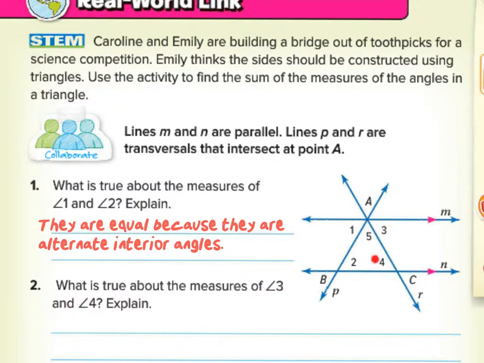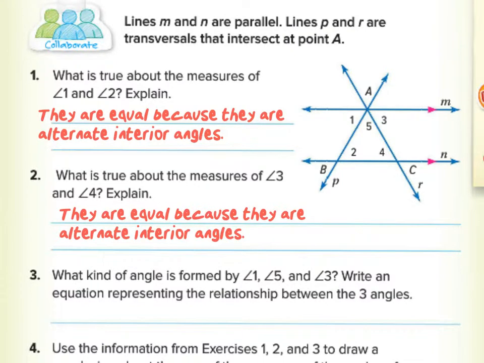Angle 3 and angle 4. Same thing, right guys? They're both interior because they're between the parallel lines, and you can see that they're alternate, right? So what can we say? We say the exact same thing. We say that they are equal because they are alternate interior angles. All right, let's keep moving.